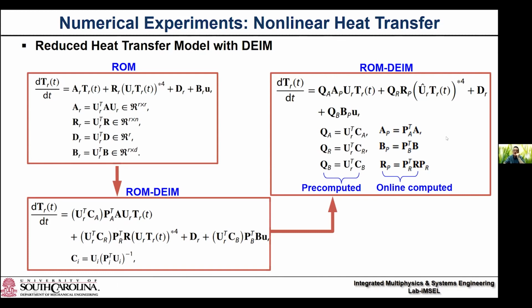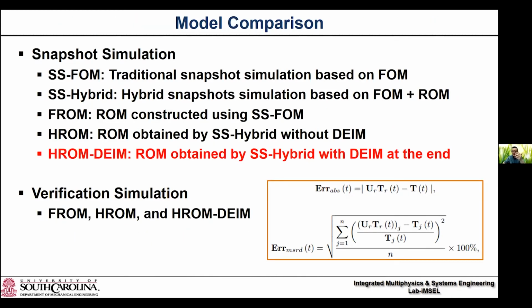All right. Next, I will spend a few minutes talking about the results. Before that, I want to introduce some acronyms. Here, SS means the traditional snapshot simulation based on the full order model. HSS means a hybrid snapshot simulation based on full order model plus ROM. That is basically what we proposed here. FROM means a ROM constructed using the traditional method, and HROM is the ROM obtained by our hybrid snapshot simulation without DEIM. HROM DEIM means the ROM obtained by our hybrid snapshot simulation with DEIM at the end.